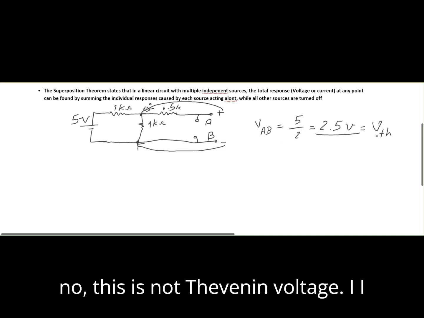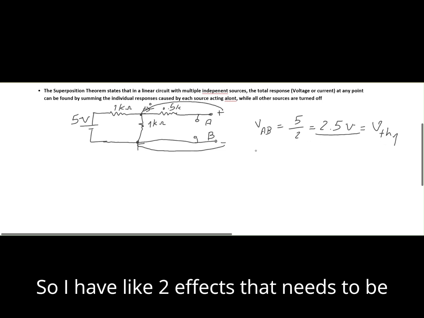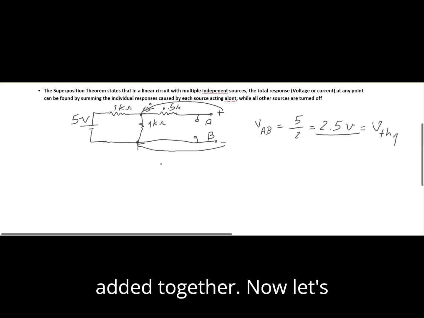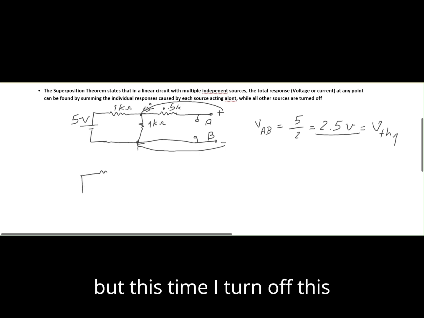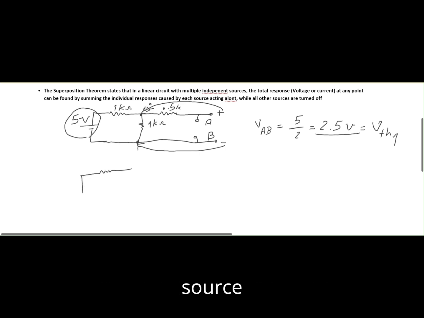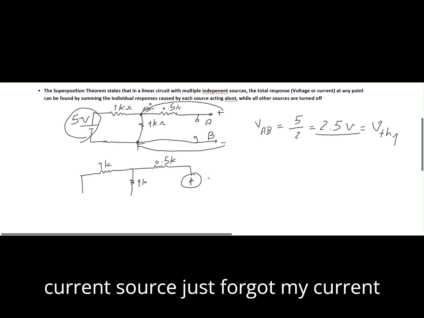Sorry, no, this is not Thevenin voltage. I call it voltage Thevenin 1. So I have two effects that need to be added together. Now let's try to solve this circuit, but this time I turn off this source. 1K, 1K, and over here I have 0.5K, and now I'm going to turn on my current source.